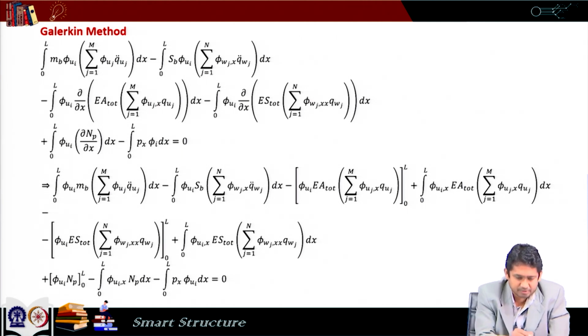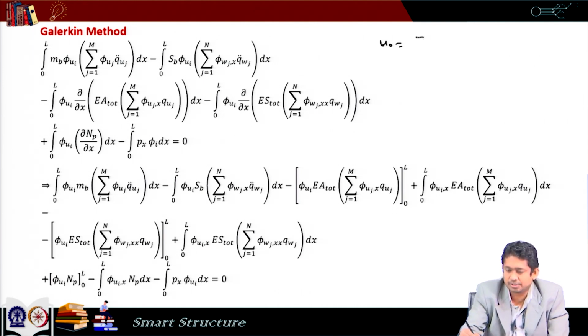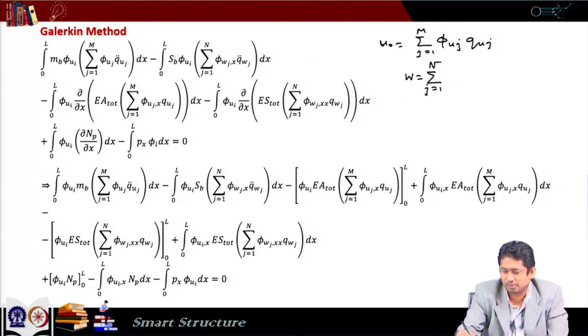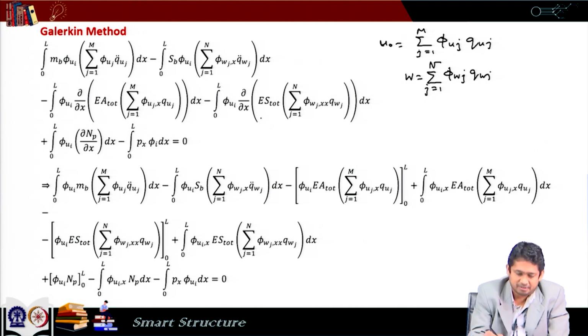Now, in the differential equation, in the terms for u 0, we substitute the summation over j equal to 1 to m of phi u j q u j, and for w we substitute the summation over j equal to 1 to n of phi w j q w j, and in this substituted form we multiply by phi u I. So, this is u I, this is phi u I.